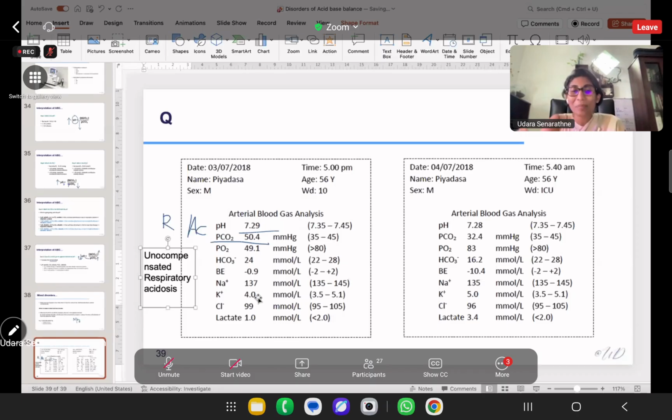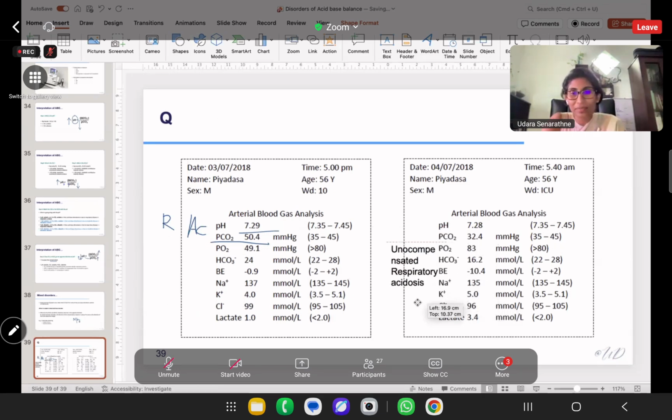For your metabolic component to compensate, you need some time. So this is actually happening too fast. That's why your compensation is not good enough, or it's not happening at the moment. Okay. So let's look at the next one.